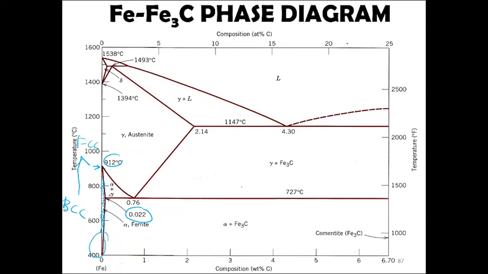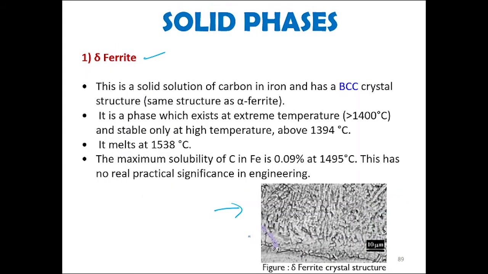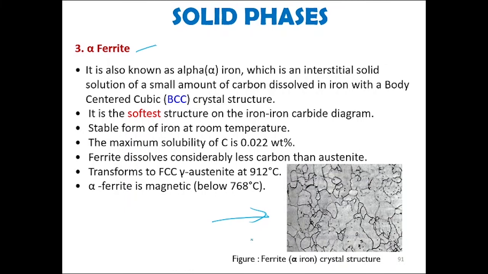Alpha ferrite is magnetic below 768 degrees Celsius. You can pause the video and read the info on alpha ferrite in this slide. You can also read the info in the notes given to you. This figure is showing ferrite or alpha iron crystal structure. You can compare the microstructure of alpha iron or alpha ferrite with delta ferrite. Alpha ferrite is the softest structure on the iron-iron carbide phase diagram.